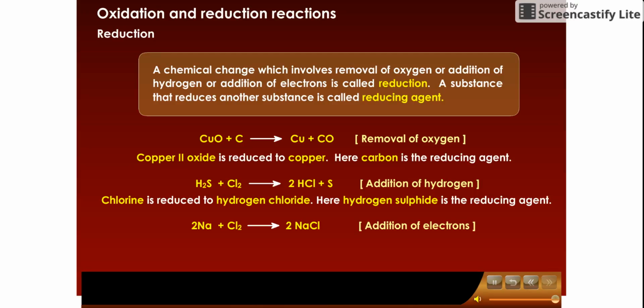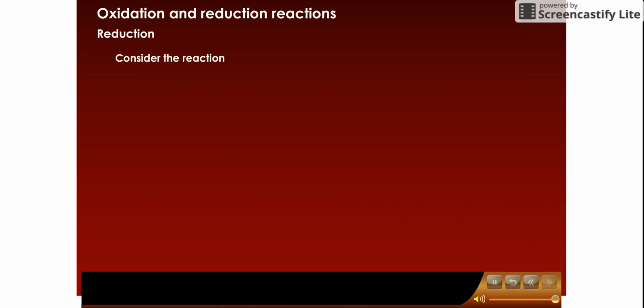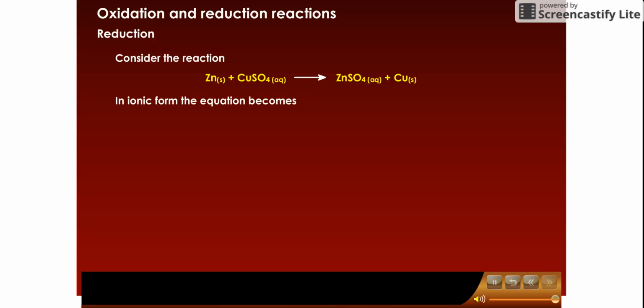2Na, sodium, plus Cl2, chlorine, gives 2NaCl, sodium chloride, by addition of electrons. Chlorine is reduced to sodium chloride. Here, sodium acts as the reducing agent. Chlorine gains an electron. Consider the reaction Zn, zinc, plus CuSO4, copper sulfate, gives ZnSO4, zinc sulfate, plus Cu, copper.